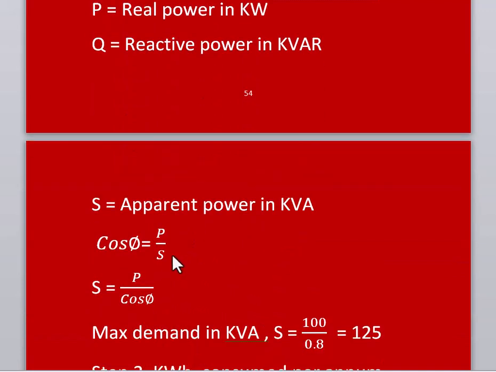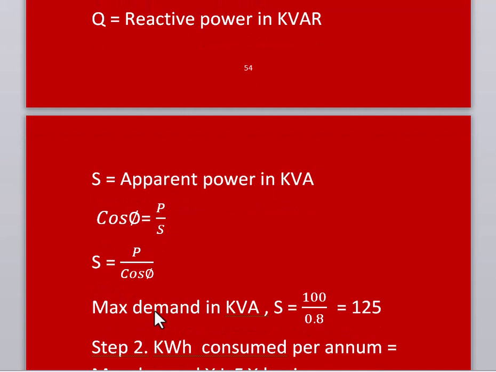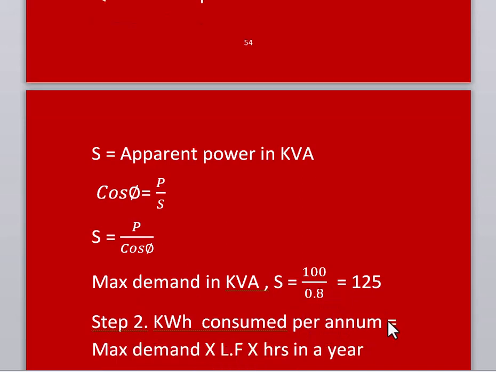So we should write what is cos phi. Cos phi is nothing but real power divided by apparent power. From this, apparent power we can calculate, that is S is equal to P by cos phi, because the real power is known and cos phi is also given. So now it can be easily calculated what is maximum demand in KVA, that is S is equal to 100 divided by 0.8, that is nothing but 125 KVA.